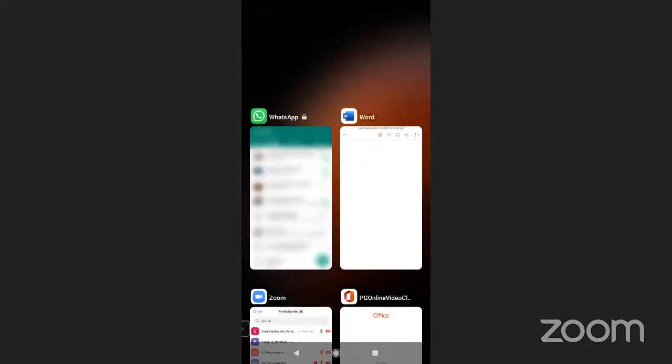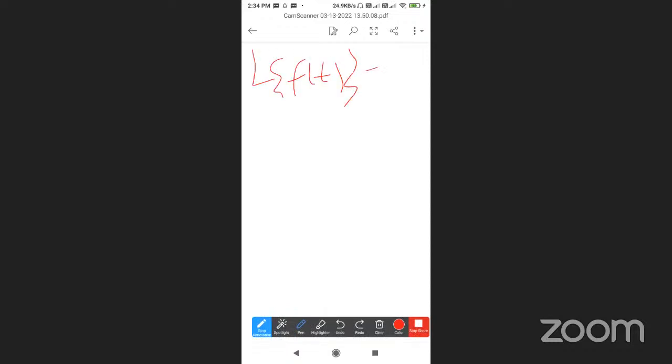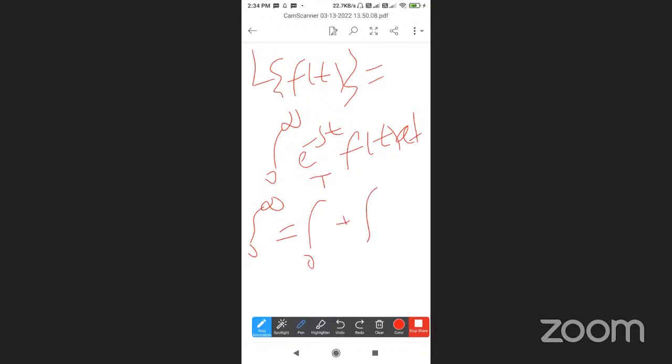This is the Laplace transform of the periodic function. First, the Laplace transform of small f of t is equal to the integral from 0 to infinity of e power of minus st into f of t dt. This is the formula. Let us expand the 0 to infinity integral. We have to expand the integral part as 0 to T plus T to 2T plus 2T to 3T, and continue.